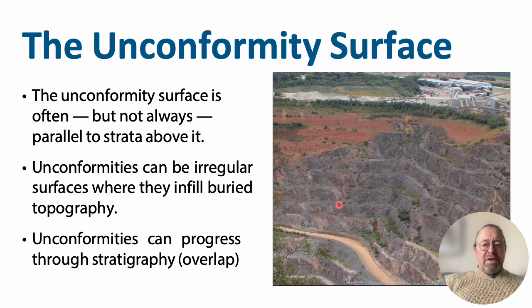Okay, so usually, but not always, the unconformity surface is going parallel to the strata above it. This is an example here in a mine. You can see the base of that is more wiggly, so unconformities don't always have to be completely flat. They can be irregular, and that's because they represent an erosion surface, and of course sometimes your erosion surface is not perfectly flat. You may have hills that were formed in the geological past that have then been blanketed by younger sediments, like in this version here.